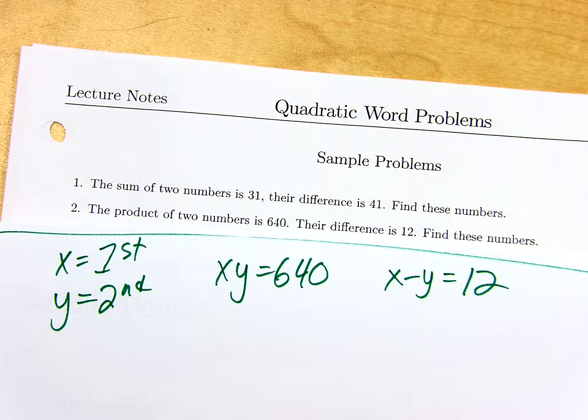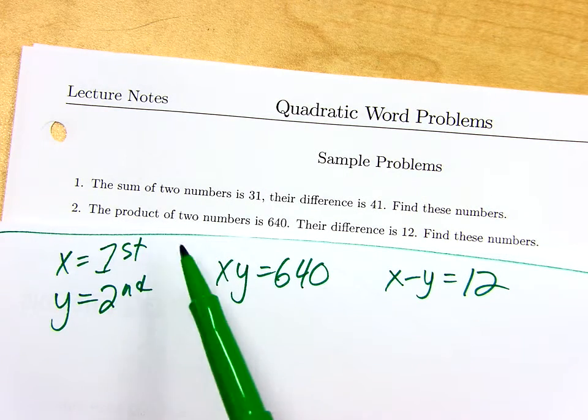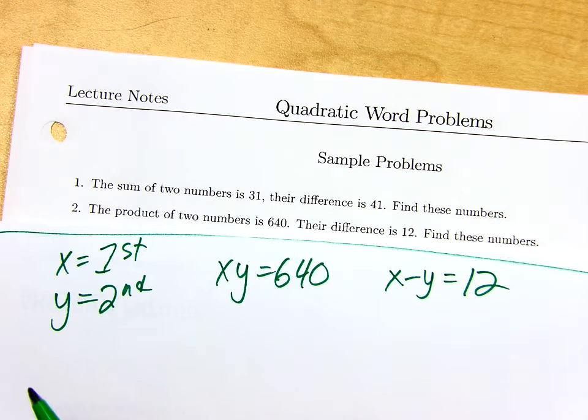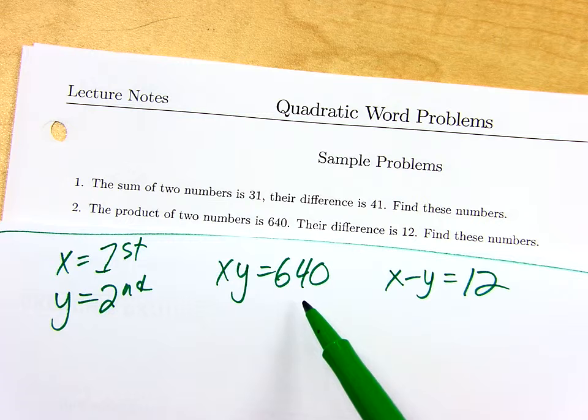And then I took the first sentence and I wrote an equation out of that. If you're going to use two variables, you need two equations. So the first equation I get from the first sentence, the product of two numbers is 640. What operation is product? Multiplication. So we just multiplied the two numbers together and set it equal to 640. Is that okay so far?